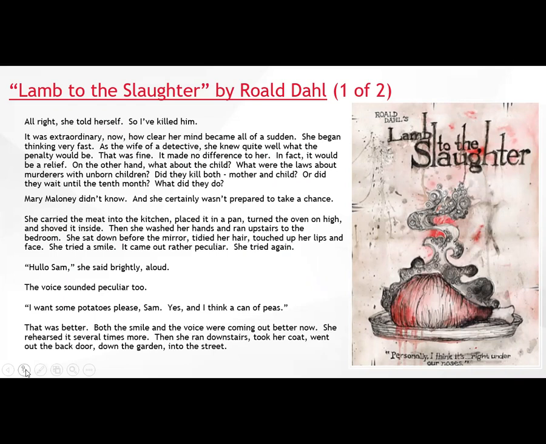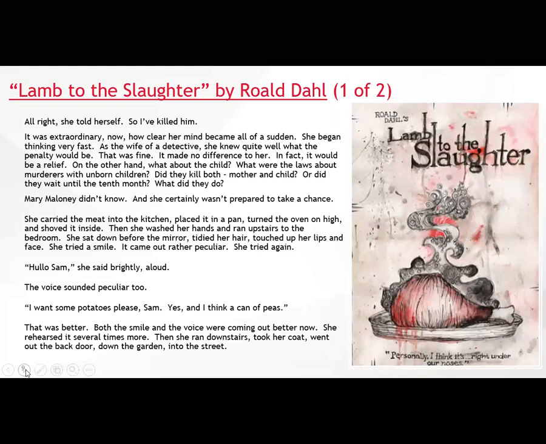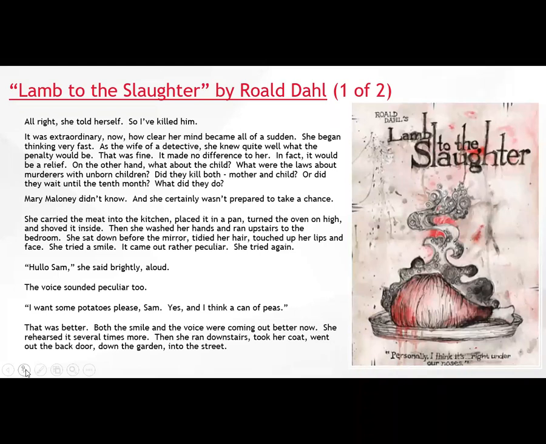All right, she told herself, so I've killed him. It was extraordinary, now, how clear her mind became all of a sudden. She began thinking very fast. As the wife of a detective, she knew quite well what the penalty would be. That was fine. It made no difference to her. In fact, it would be a relief. On the other hand, what about the child? What were the laws about murderers with unborn children? Did they kill both, mother and child? Or did they wait until the 10th month? What did they do? Mary Maloney didn't know, and she certainly wasn't prepared to take a chance.